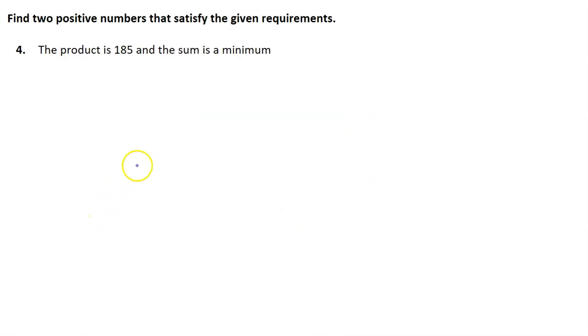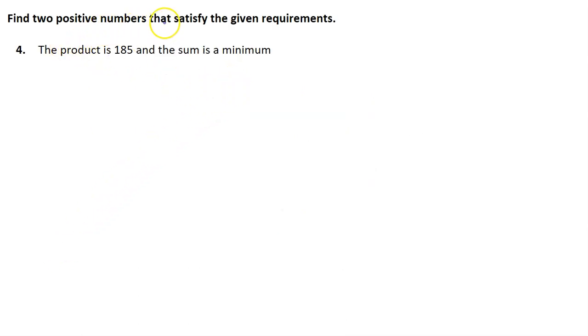This video is an introduction to optimization problems. This is where we try to find the values of the variables that will maximize or minimize a given quantity. In a real-world situation, we might be trying to find the values that will maximize profit or minimize cost, for example. But let's start off with a few simple examples.